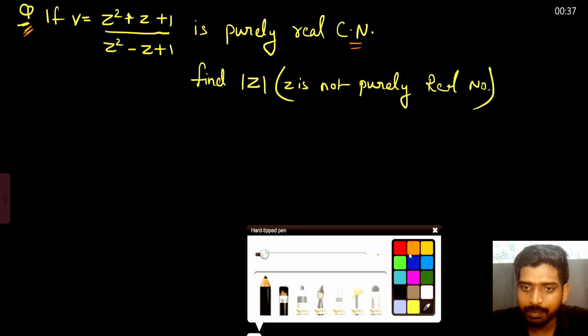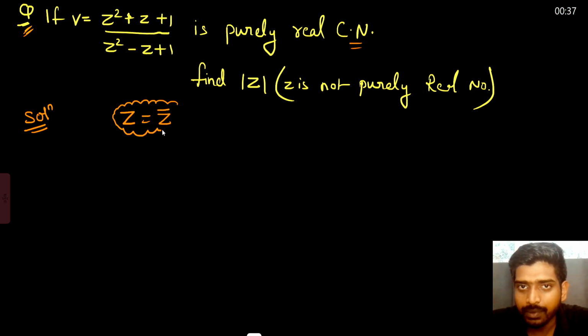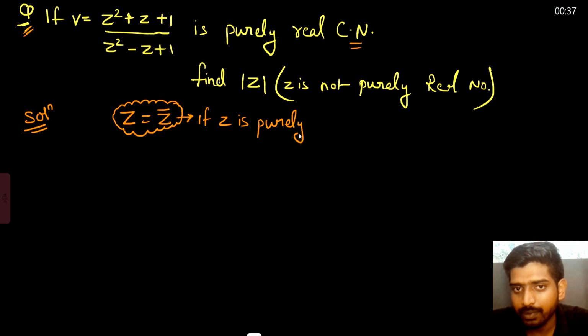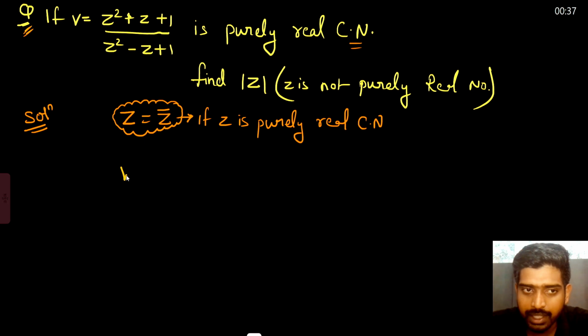So if it is a purely real complex number, we know that in a purely real complex number, the complex number will be equal to the conjugate of the complex number. This is the property of a purely real complex number because the imaginary part is 0, right? So z and z conjugate will be the same. Now next, they've given that v is a purely real complex number, so v will satisfy this property.